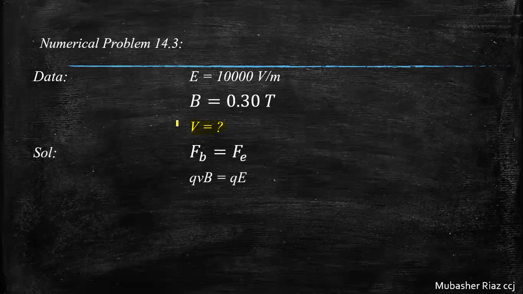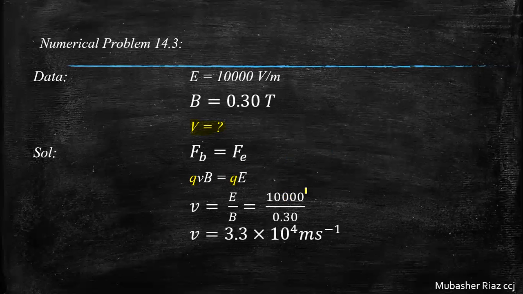So this is the principle. FB, which is the magnetic force, should be equal to the electric force, and FB is equal to QVB, जहां आप Q को Q से cancel कर सकते हैं. So they cancel out. Hence, the velocity of this particle is equal to E over B. So E is 10,000, B is 0.30 Tesla, so the velocity of that particle is 3.3 × 10^4 meters per second. So this is the velocity of the given particle in the given region of uniform electric field and magnetic field.